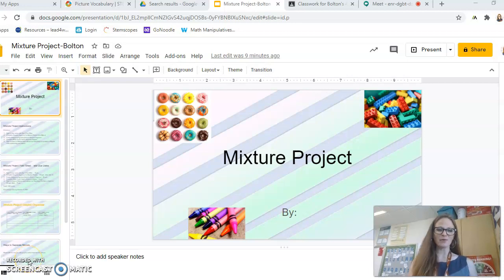Boys and girls, I wanted to quickly go over the expectations and information about our mixtures project. Before I go into these expectations, I want to go over a little bit of vocabulary with you so that you know and understand some of these key terms, okay?